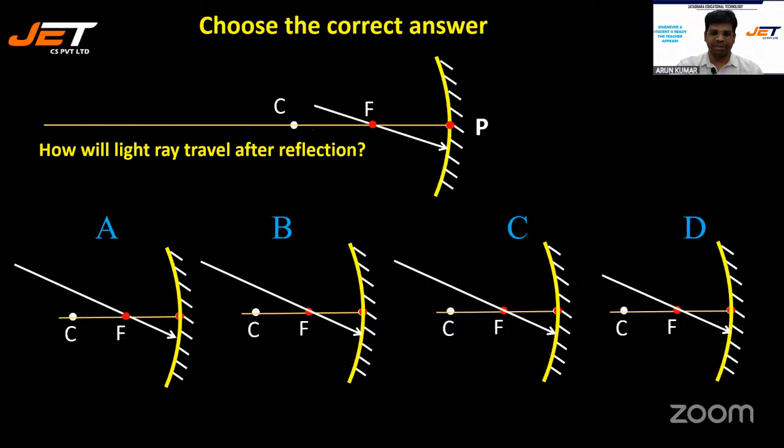Let's go for the next question. Here is another ray passing through focus, incident on the mirror. How will the light ray travel after reflection? Does it travel like A, like B, like C, or like D?